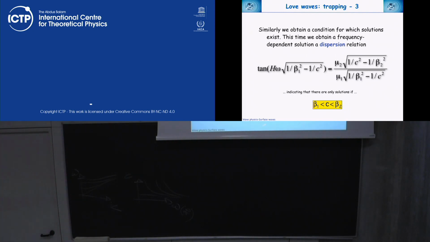Please do remember that the condition is this. Beta 1 has to be less than beta 2, otherwise the energy cannot be trapped in the layer. It's going down for Snell's law. And the solutions that we're looking at, and these are called eigenvalues, have to be also less than beta 2. Otherwise, energy is going to go down into the half space, critical angle.